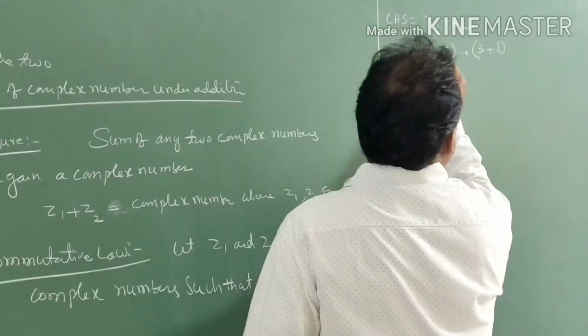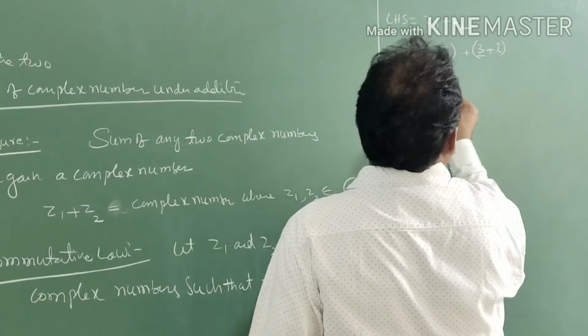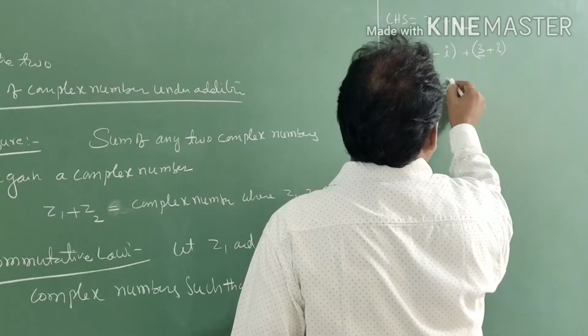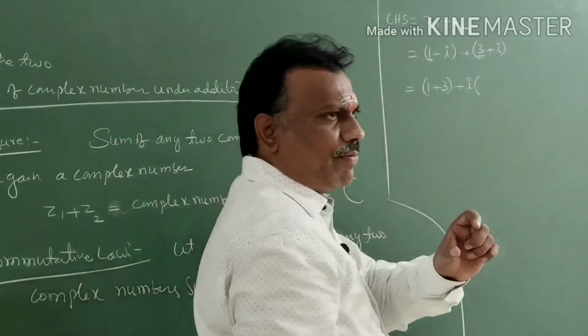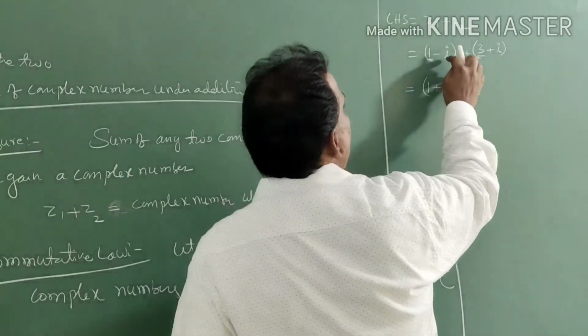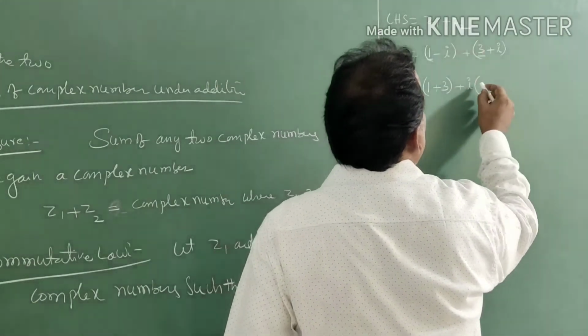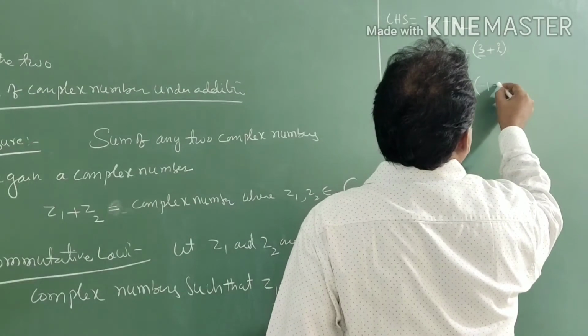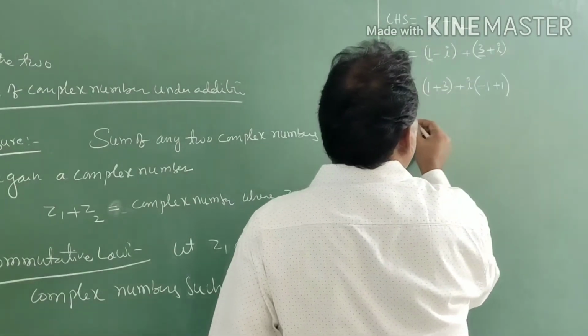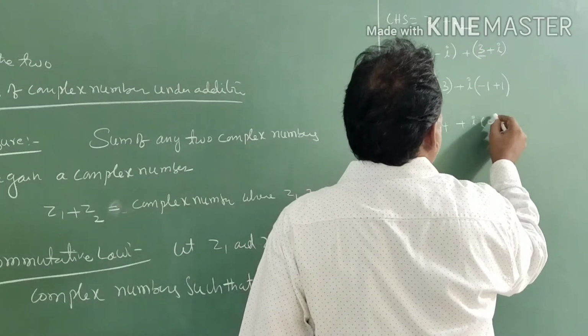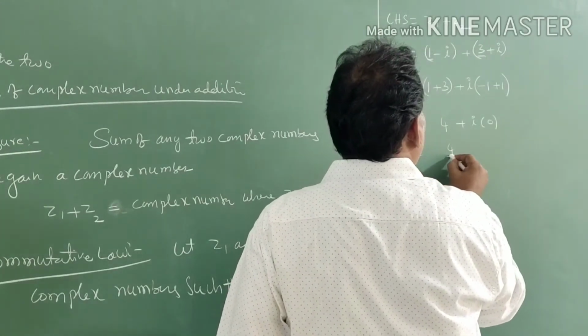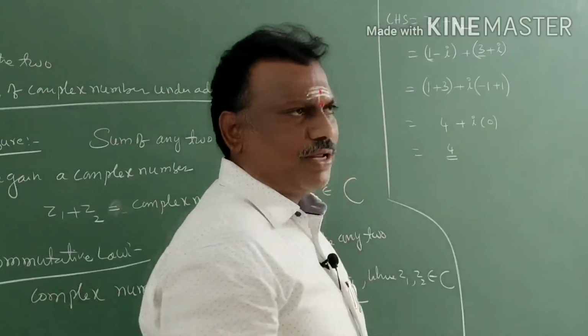In this, the real part is 1, and in this, the real part is 3. So sum of real parts plus I times the sum of imaginary parts. In this imaginary part, the value is minus 1. In this imaginary part, the value is plus 1. So 1 plus 3 is 4, plus I into minus 1 plus 1 is 0. We can write this as 4. 4 is a complex number.